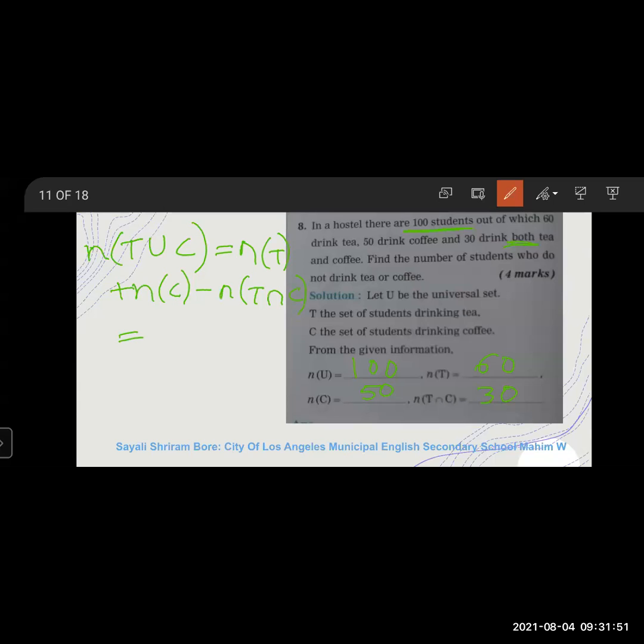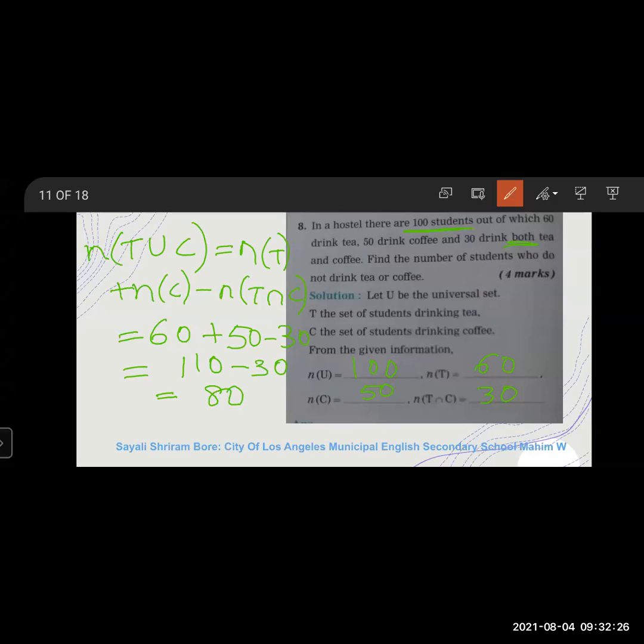n of T is given as 60, plus n of C is given as 50, and minus 30. 60 plus 50 is 110, and 110 minus 30 will give you 80.